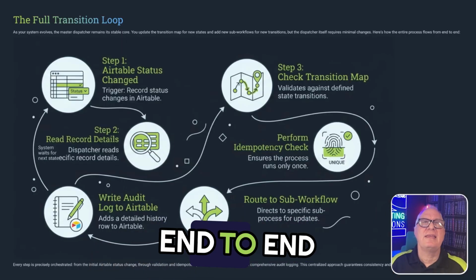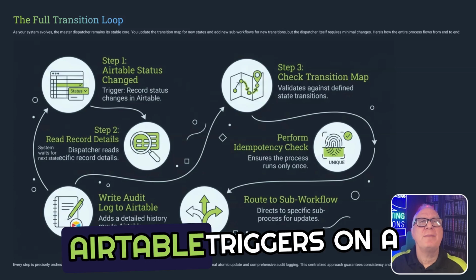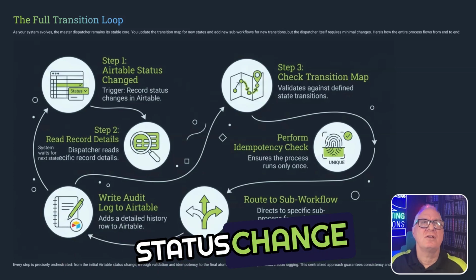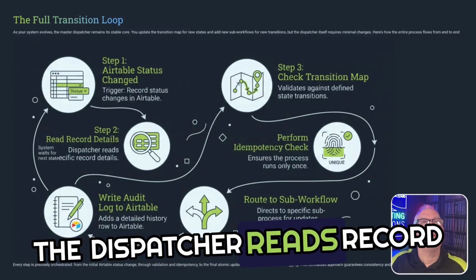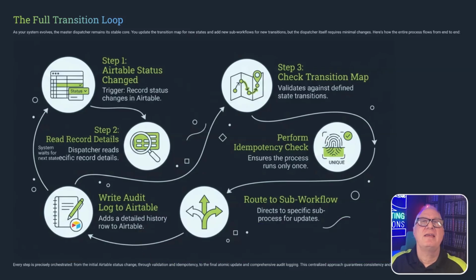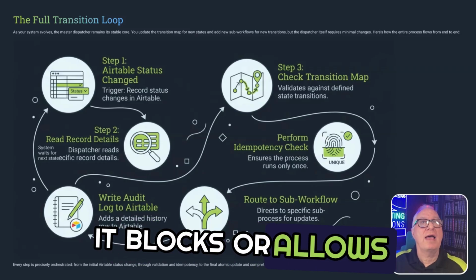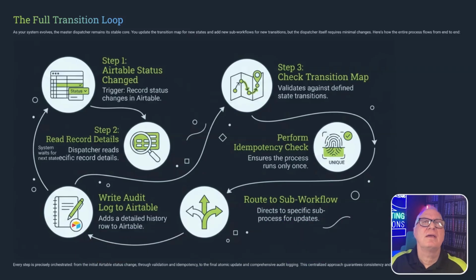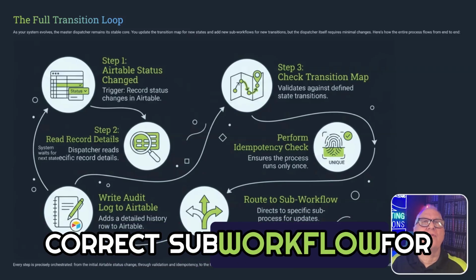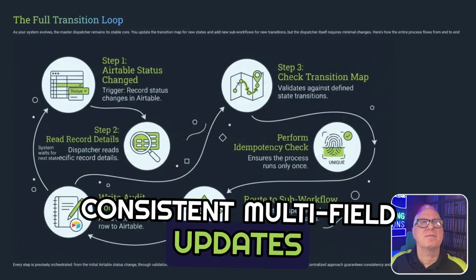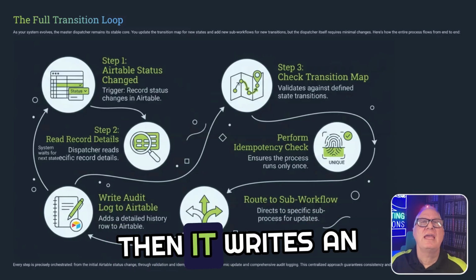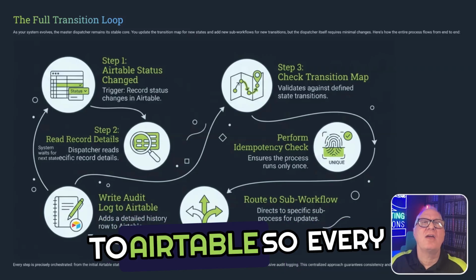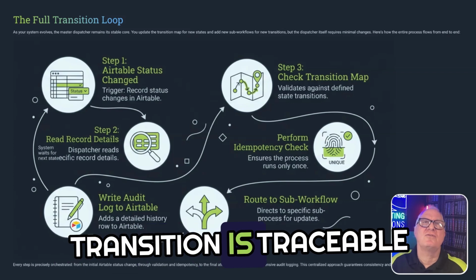Here's the full loop end-to-end. Airtable triggers on a status change. The dispatcher reads record ID, from state, and to state. It checks the transition map. It blocks or allows. It runs an idempotency check. It routes to the correct subworkflow for consistent multi-field updates. Then, it writes an audit log row back to Airtable so every transition is traceable.